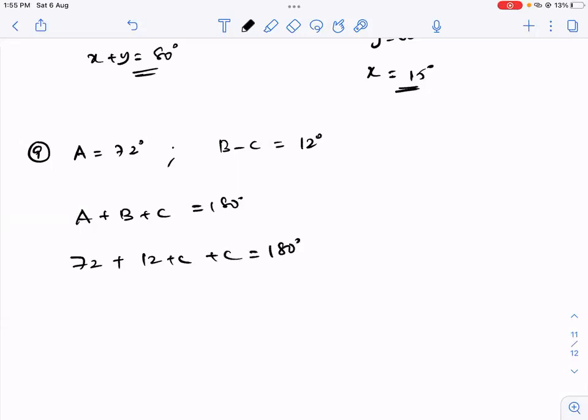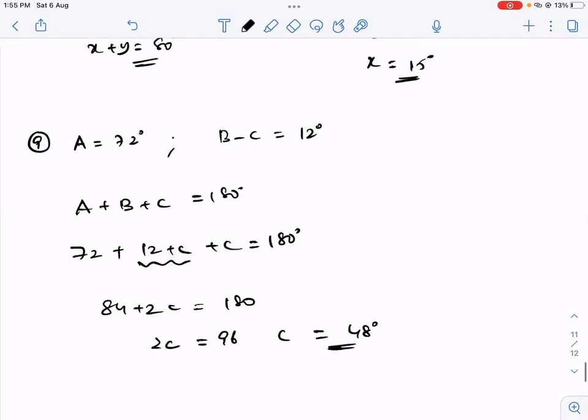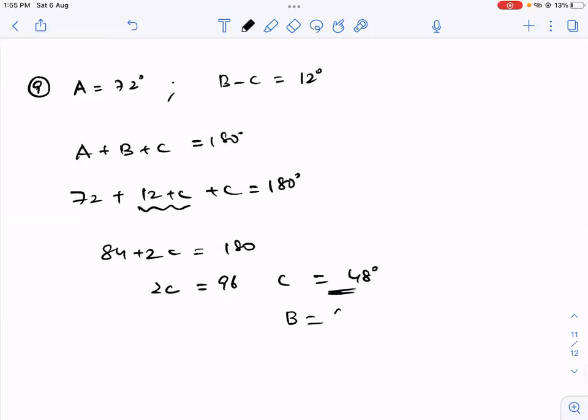So, in the place of B, 84, no? 84 plus 2C is 180. So 2C will be equal to 180 minus 84. 180 minus 80 is 100, so 96. So C will be equal to 48 degrees. If C is 48 degrees, B will be equal to 60 degrees. So the three angles are 72, 48 and 60. Add and see, they should give you 180. Is that clear?